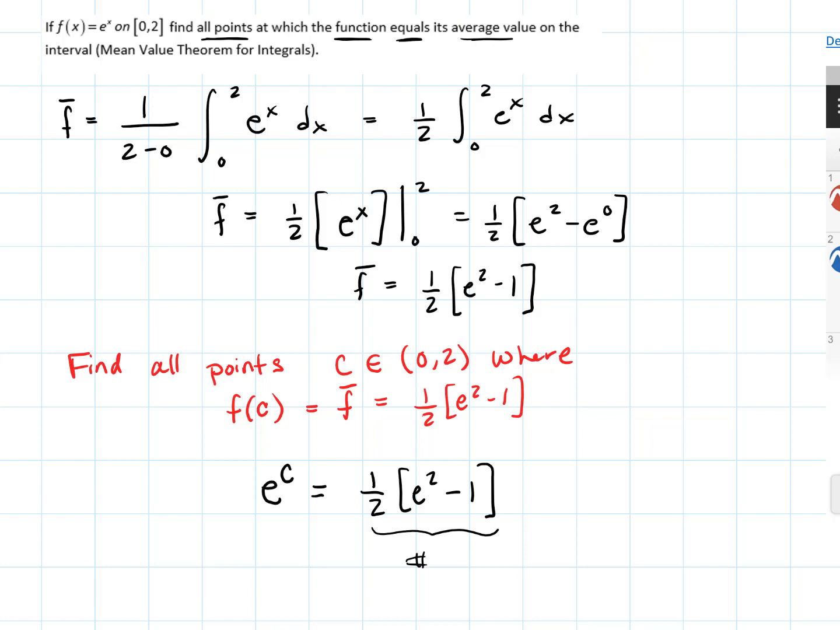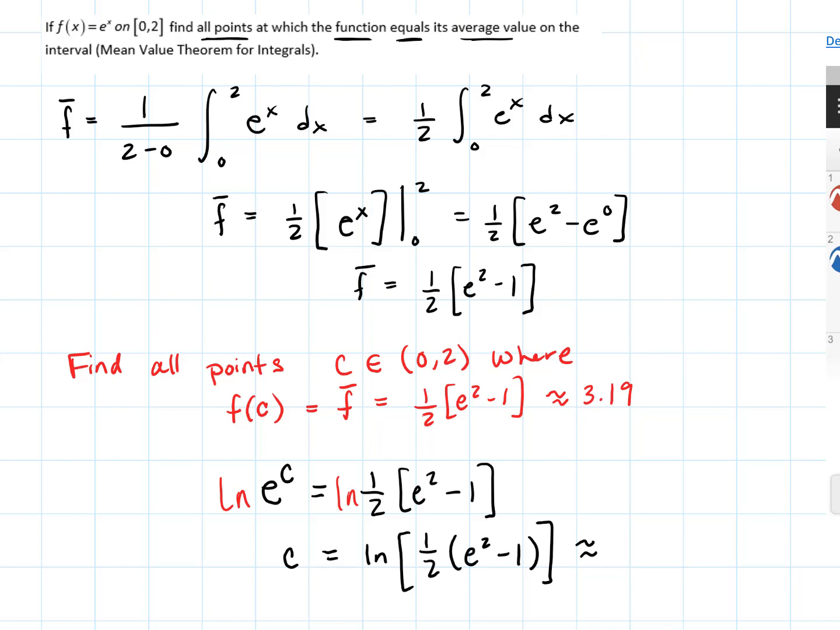1/2 e squared minus 1 is, just so we have a reference here, approximately 3.19. Okay. So remember, that's just a number. So if we wanted to find c, anytime we want to solve an exponential, we'll go ahead and just take the log of both sides. So c is equal to the natural log of 1/2 e squared minus 1.